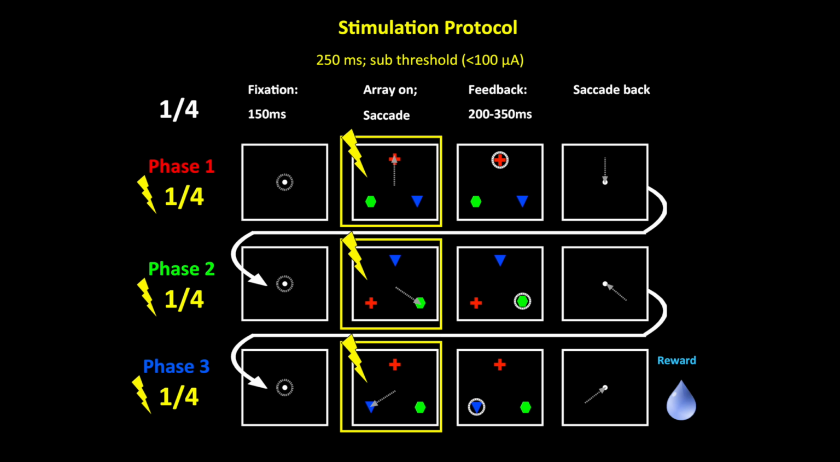However, now, in a quarter of trials, we injected a very small electrical current into the SEF at time points before the monkey actually made the decision of which object to select. In a quarter of trials, we stimulated during phase 2, a quarter of trials during phase 3, and we left a quarter of trials unstimulated as control. Thus, did the monkey's behavior in this particular task change after we did such a procedure?